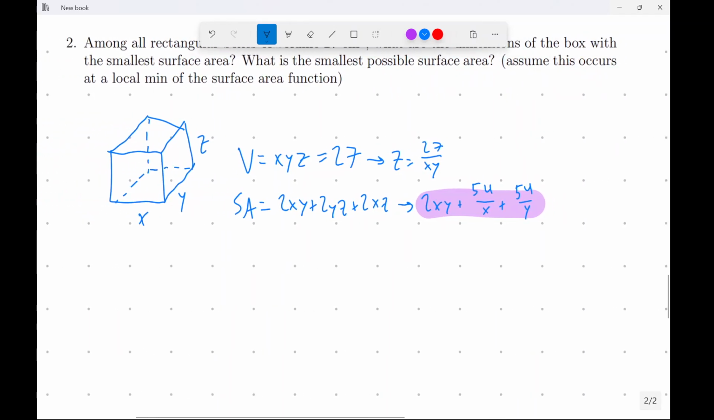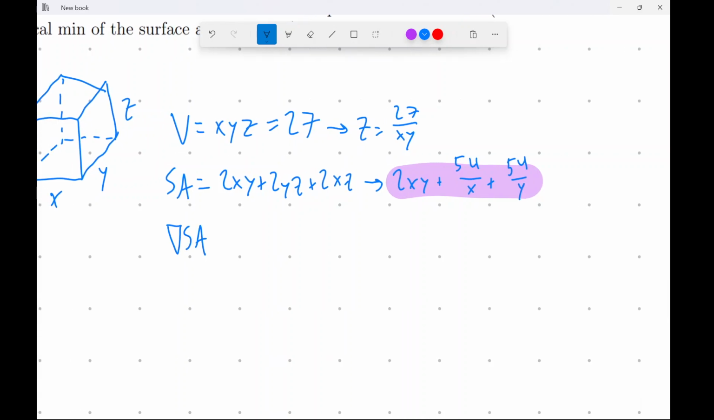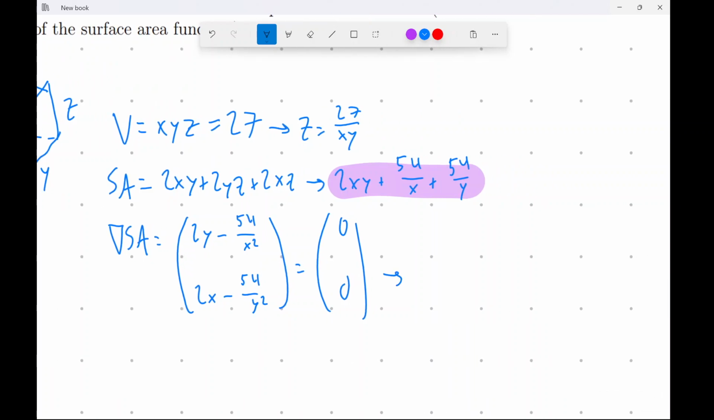Okay, sorry about that. We can keep going now, because we need to find the gradient of the surface area function to find its local minimum. So that will be 2y minus 54 over x squared and 2x minus 54 over y squared. We're going to set this equal to 0. And so then I get two equations. The first one says that 2y is equal to 54 over x squared. And the second one says that 2x is equal to 54 over y squared. x and y can't be 0. If they were, the volume would be 0.